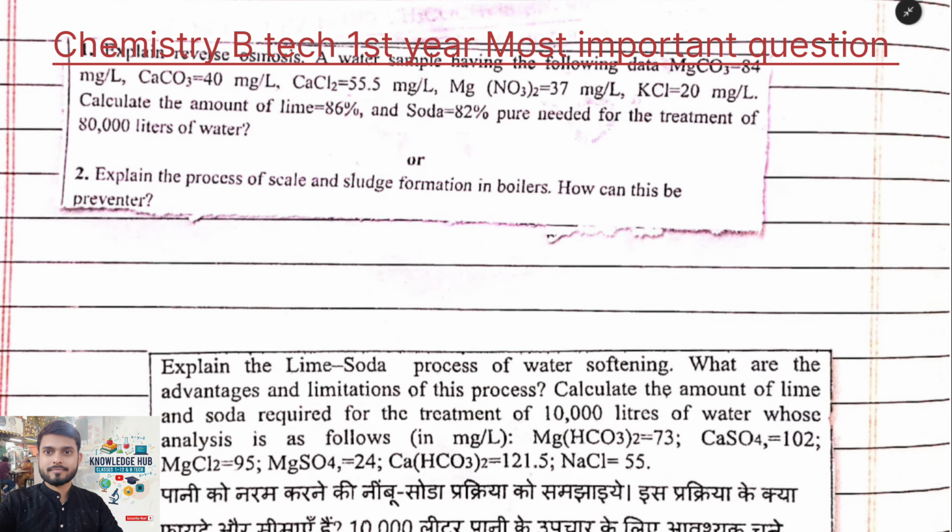Explain the process of sludge and scale formation in boilers. How can this be prevented?